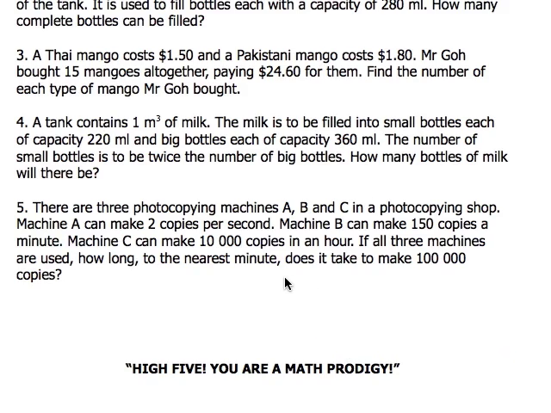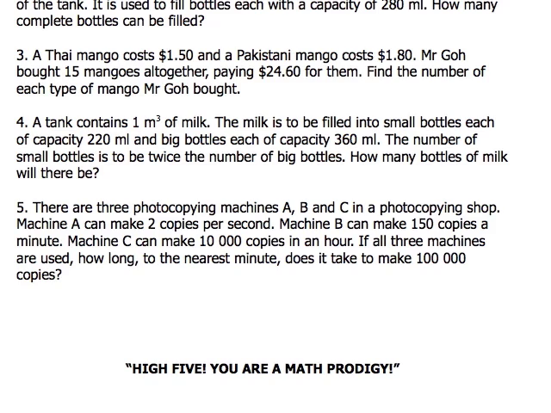Let's read it together. There are 3 photocopying machines A, B, and C in a photocopying shop. Machine A can make 2 copies per second. Machine B can make 150 copies a minute. Machine C can make 10,000 copies in an hour. If all 3 machines are used, how long, to the nearest minute, does it take to make 100,000 copies?